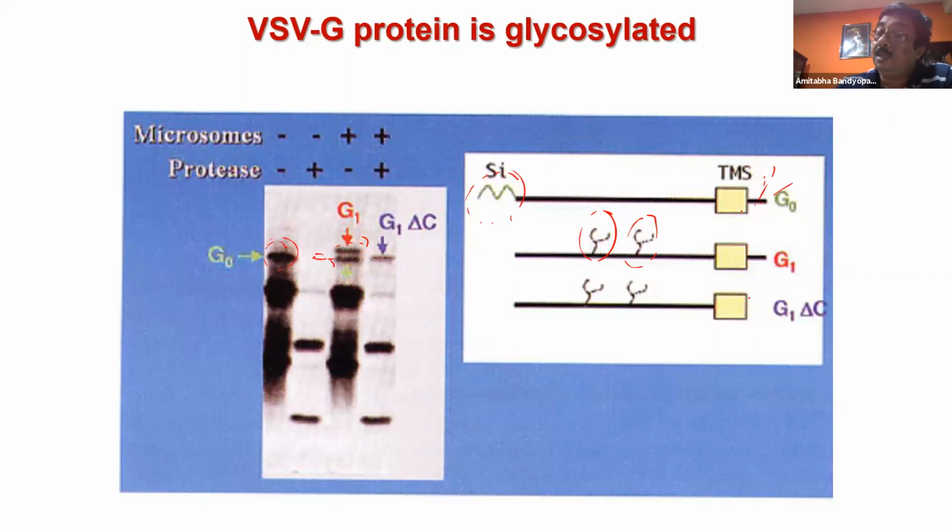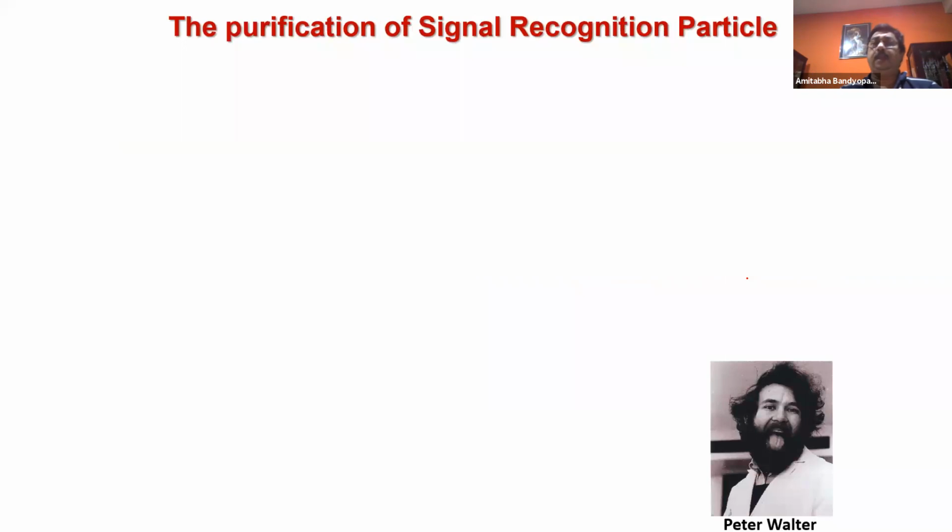Why? Because this part hangs outside of the microsomal membrane. This is the cytosolic side of the ER membrane. This protein is hanging out, so there it gets chopped off. So he demonstrated that.